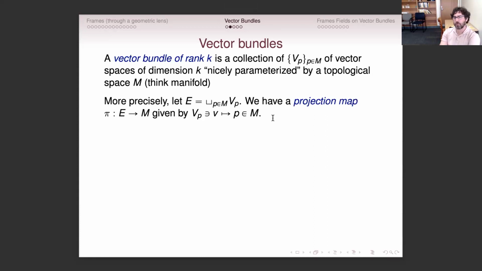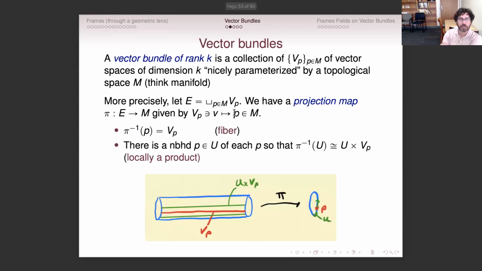So if I want to be a little bit more precise, I could say, well, I'm going to form a space E by taking the disjoint union of all of these vector spaces. And this naturally gives rise to a projection map, right? So if I take a vector in E, it lives in one of these subspaces, and I can associate to that the point that was parameterizing that vector space. And so in this context, the preimage of a point in M under this map I've just defined is the vector space corresponding to that point. And I'm going to call such a thing a fiber.